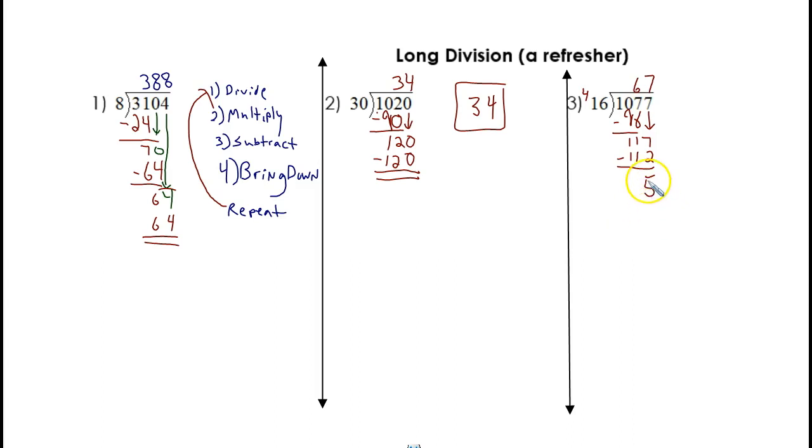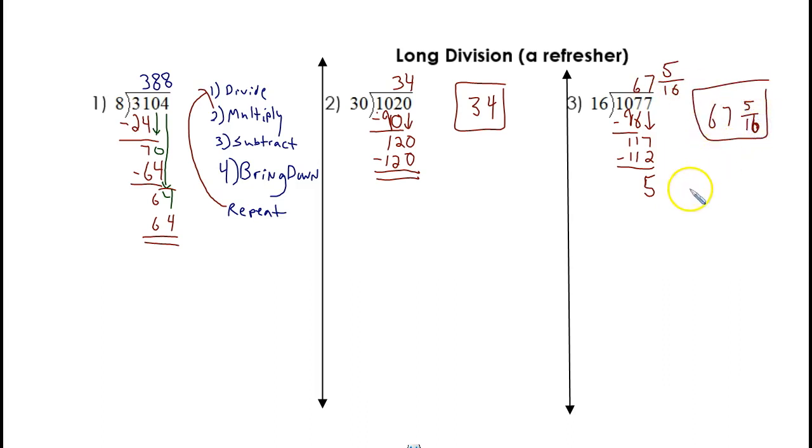Now, when you were really young, you would put an R5 over here. You'd say there's a remainder of 5. But when you got a little bit older, what you would do is you would say, well, 5 is my fraction, and it goes over the 16 that I was dividing by. And you'd say 67 and 5/16 would be the final answer.